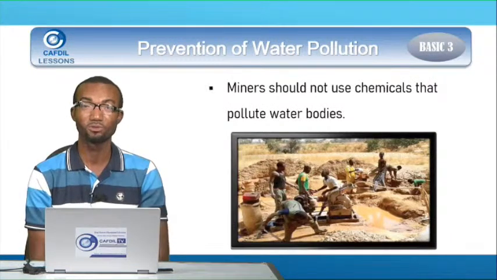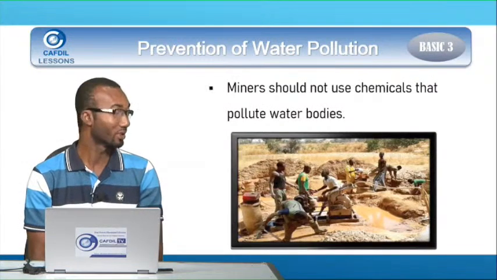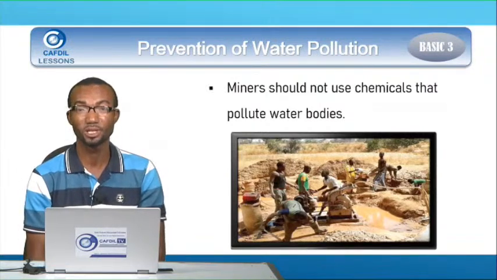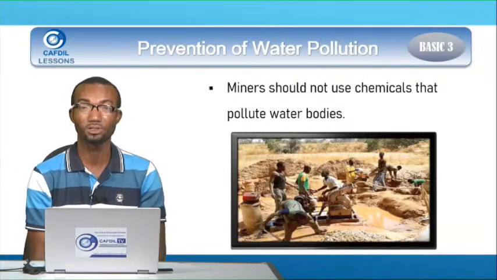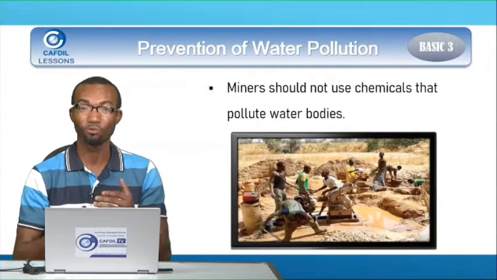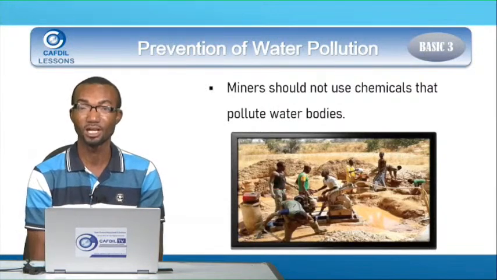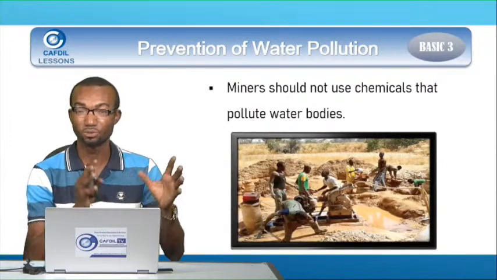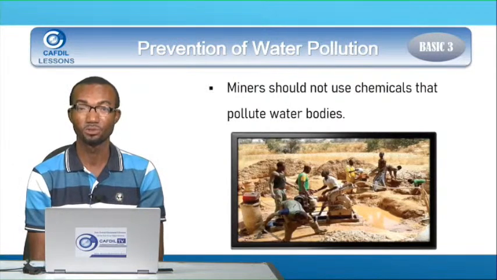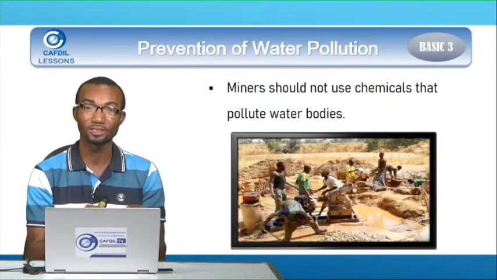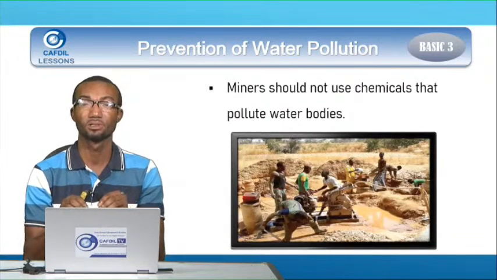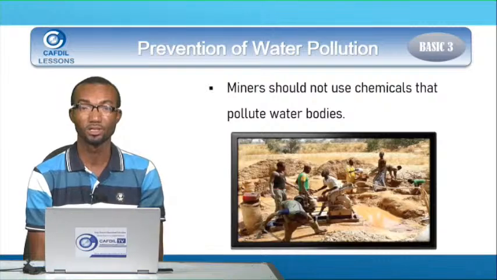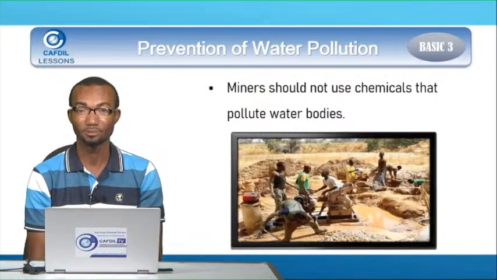And then miners should not use chemicals that pollute water bodies. They are dangerous to our health. So miners should not use them, and they should find a way of washing the soil to bring out their gold. They shouldn't wash it in the whole water body that is going into different places. So please, if you are a miner, miners should not use the water bodies to wash the soil to extract their gold. It will pollute the water, as you saw in the other picture.